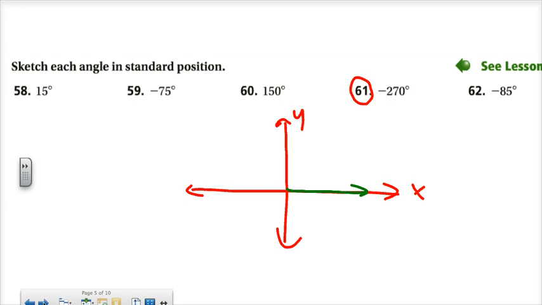Remember, the initial side of all of our angles is going to be on the positive x-axis. So negative 270 means we'd have to go 90, 180, and 270 clockwise in order for that to happen. I'm going to go ahead and label that 270 degrees there. Actually, let me put negative 270 so nobody gets confused. Really, we're just going 270 degrees in the clockwise direction, but with the negative there, that will be very clear.